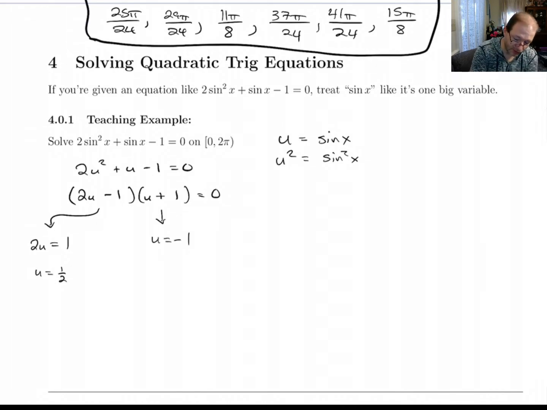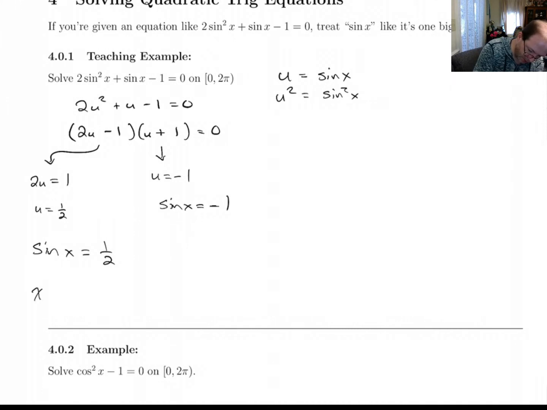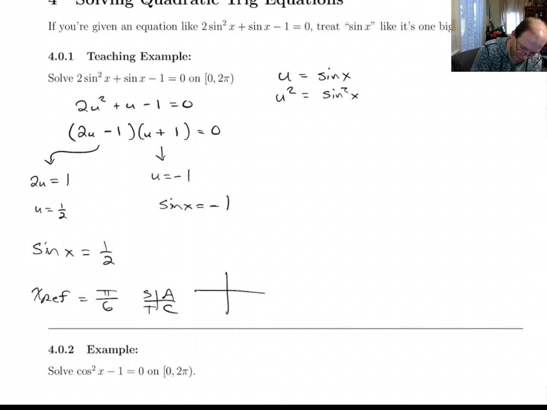But remember, u is sine x. So this becomes the equation sine x equals 1/2, and this becomes the equation sine x equals negative 1. So, this right here, my reference angle: what has a sine of a half? Pi over 6. And we're going to put that into quadrants 1 and 2. So that's going to give me pi over 6, and over here, 5 pi over 6.